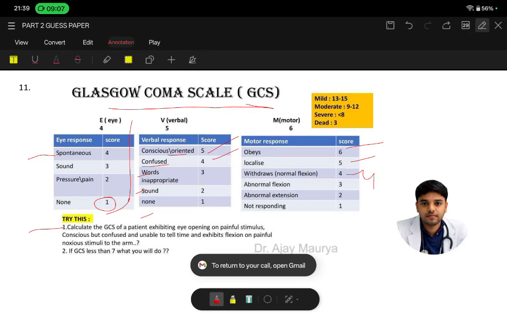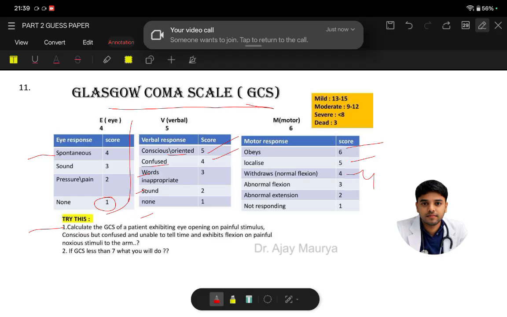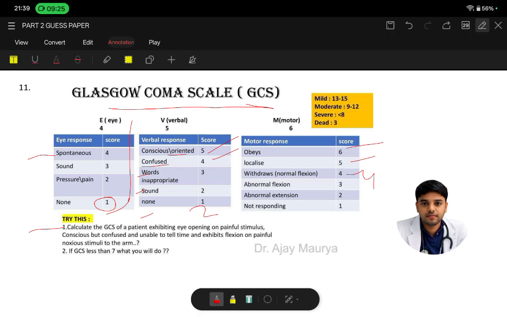So tell me right now, what is the GCS here? Calculate GCS. Eye opening on painful stimulus, how much? 2. Next, conscious but confused, how much? 4. Next, flexion, this is normal flexion, how much? 4. Total 10. Got it? Total 10. Okay? So next one.